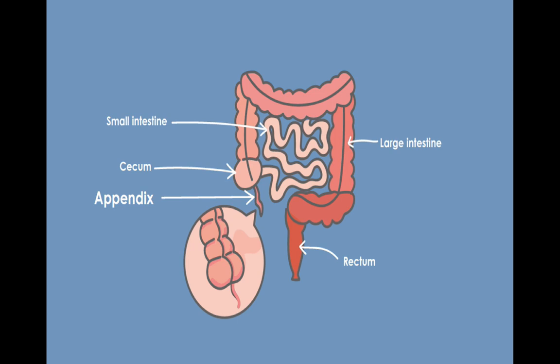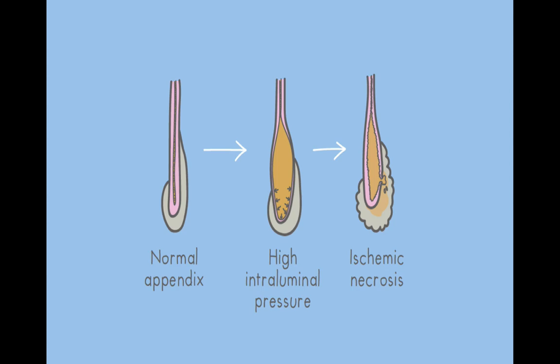The appendix is a blind-ending tubular structure arising from the cecum. When the lumen becomes blocked, bacterial overgrowth can result in appendiceal distension. This distension causes ischemia, ultimately leading to appendicitis.